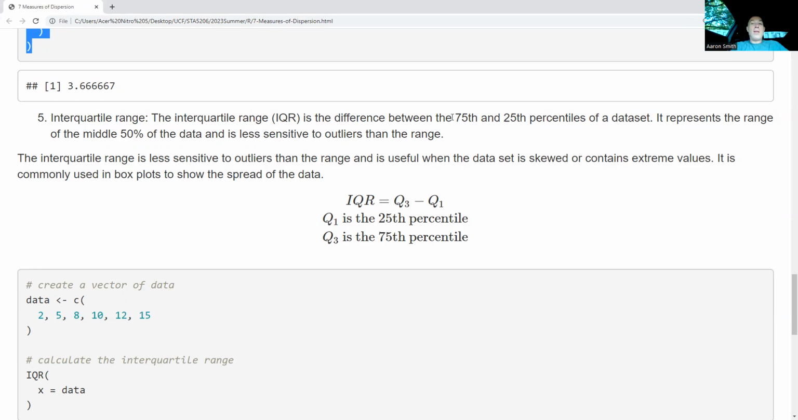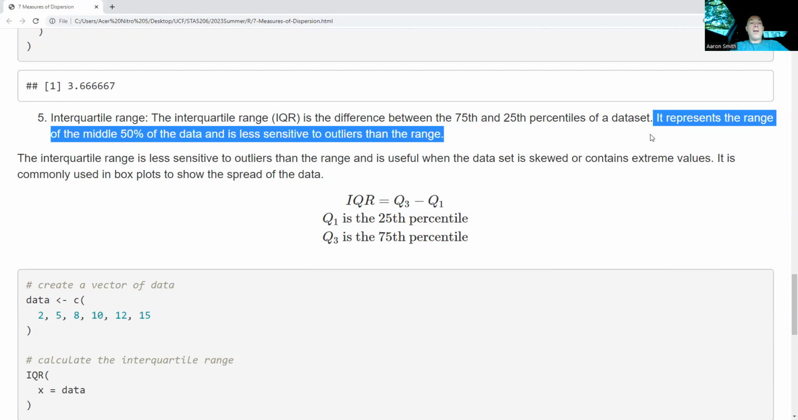And so this is going to be the difference between the 75th percentile, which is called the third quartile, and the 25th percentile, which is called the first quartile. So it represents the range of the middle of the data and is less sensitive to outliers than the range. So I take the 50% of my data that is the most middle possible in my data set, and then I take the ends of that middle 50% and do subtraction. And that is my interquartile range.